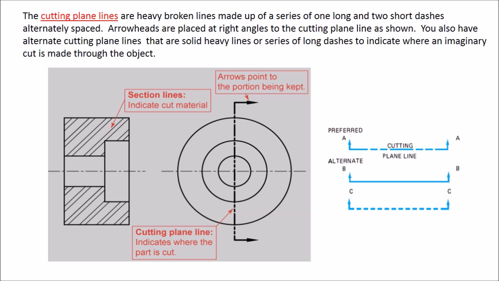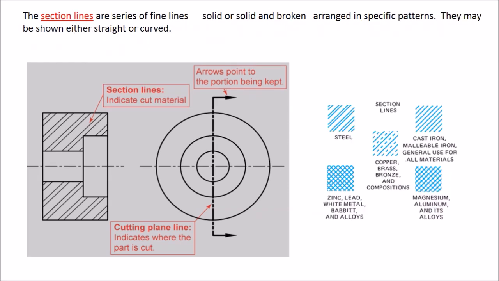Next, we'll discuss the section lines. The section lines are a series of fine lines, solid and broken, arranged in specific patterns. They may be shown either straight or curved. When shown straight, they are usually drawn at a 45-degree angle. However, this angle may vary when applied to adjacent parts.